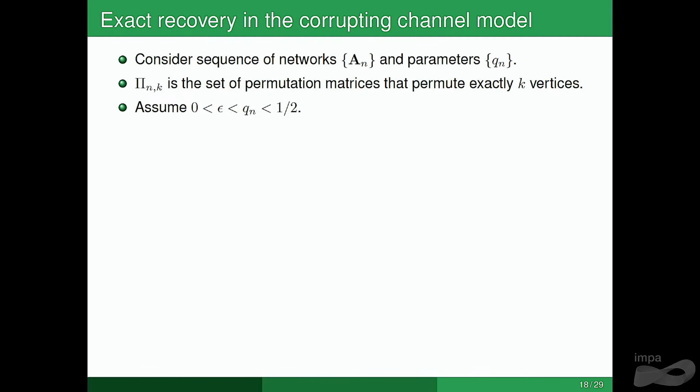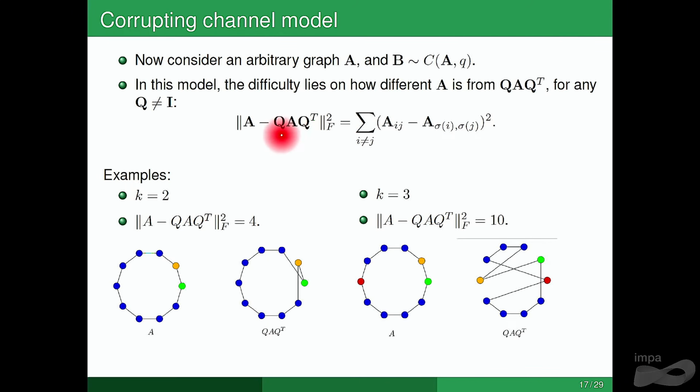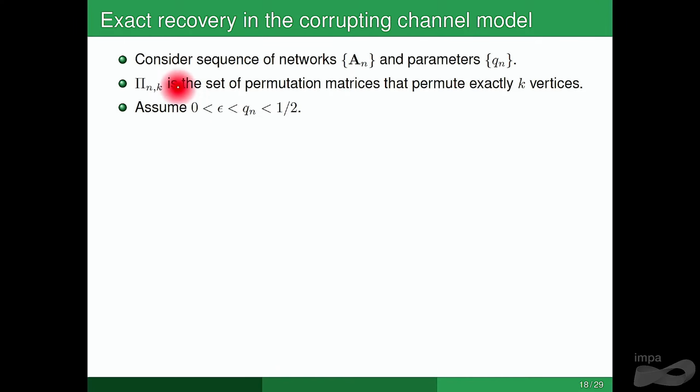Okay, so here is the result for this model. We consider a sequence of networks and parameters q_n, and we're going to look at the sequence as n goes to infinity. As I mentioned in this slide here, we need to look at different sizes of the permutation, because different sizes are going to have different magnitudes of edges that are being shuffled. So we're going to define Π_k as the set of permutation matrices that permute exactly k vertices. So for k equal to 2, we only move 2 rows and columns of A, and so on. And we're going to assume that q_n is sufficiently bounded away from 0, but it's also bounded away from 1/2. Right? So 1/2 is the case in which the two graphs are completely independent.